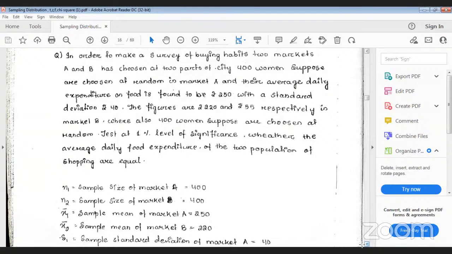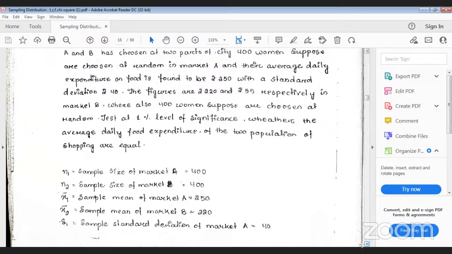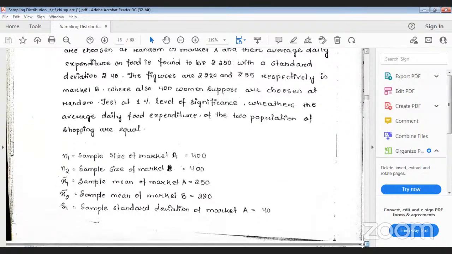Suppose there are 2 markets, market A and market B. So you have taken 400 women shoppers from market A and 400 for market B. These are the data given to you. So what do you have to study? You have to test, at 1% level of significance, whether the average daily food expenditure of the 2 populations, that is the 2 markets A and B, are equal or not. That we have to test.